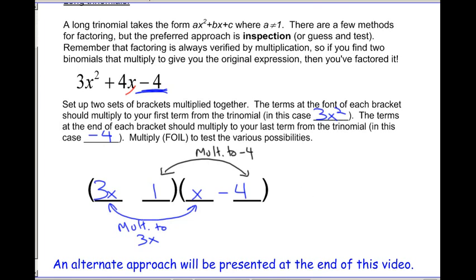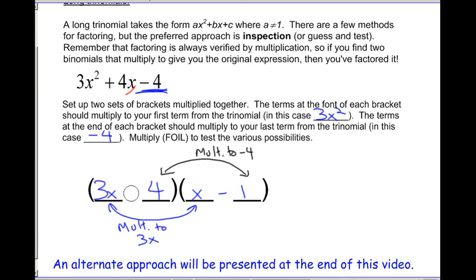So instead of +1 and -4, maybe I'll try -1 and +4. Okay, try this one out. I'll get +12x and -1x. That's 11x. That's no good to us either. Okay, maybe I need to put the 4 over on this side. Have a +4 and a -1. Let's see what that does in terms of my middle terms. I'll get a -3x and a +4x. That's 1x, and what I wanted was 4x. No, that's no good.